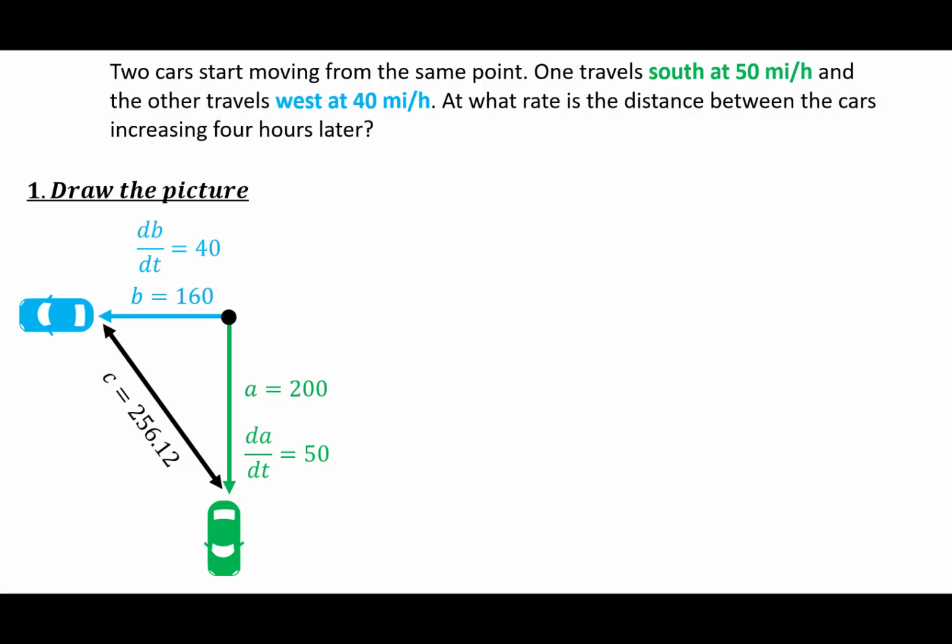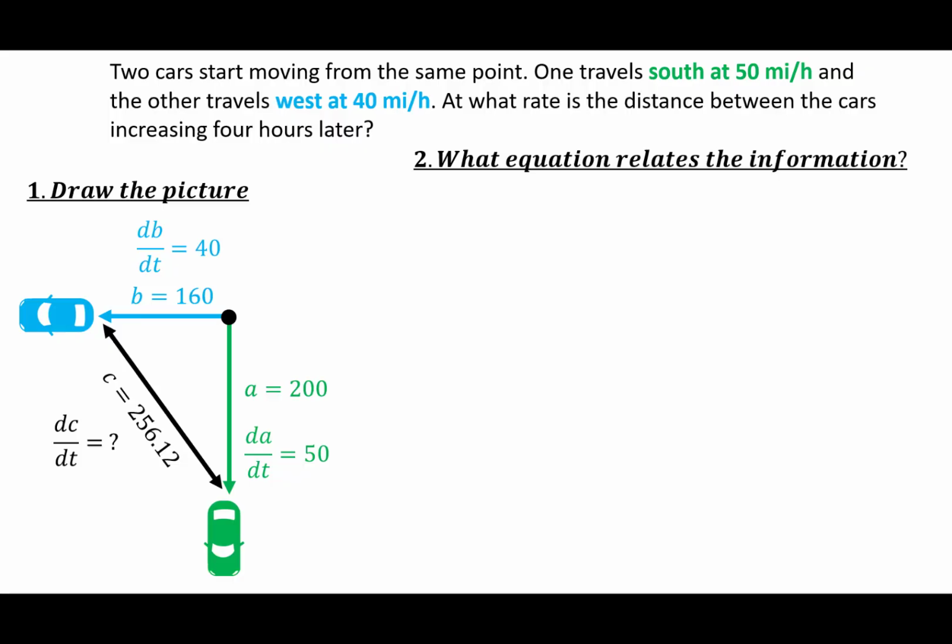Now the question we were originally asked was, at what rate is the distance between the cars increasing 4 hours later? Well, using the notation in our picture, that'd be equivalent to asking, what is the derivative of C with respect to time? Well, to answer that, we need to know what equation relates all the information in our picture. Well, we're working with a right triangle, so that'd be a squared plus b squared is equal to c squared, right? The Pythagorean theorem. But I'm going to write this a little bit differently, just to be explicit that a, b, and c are functions of time.